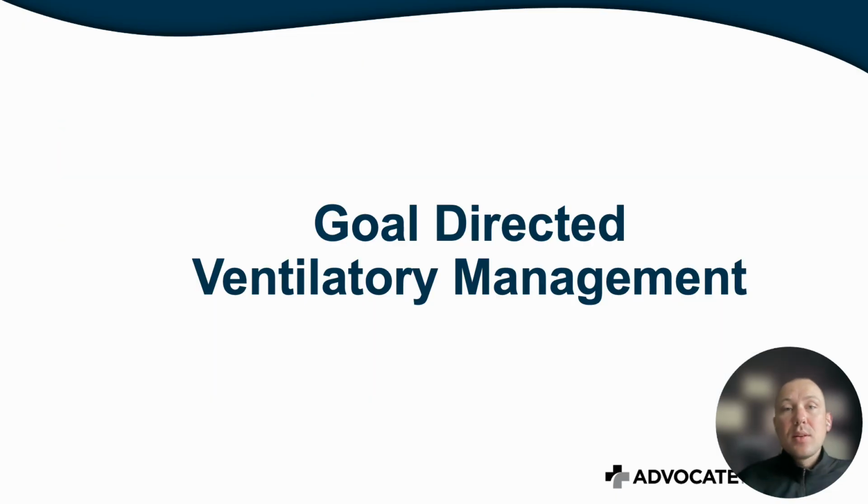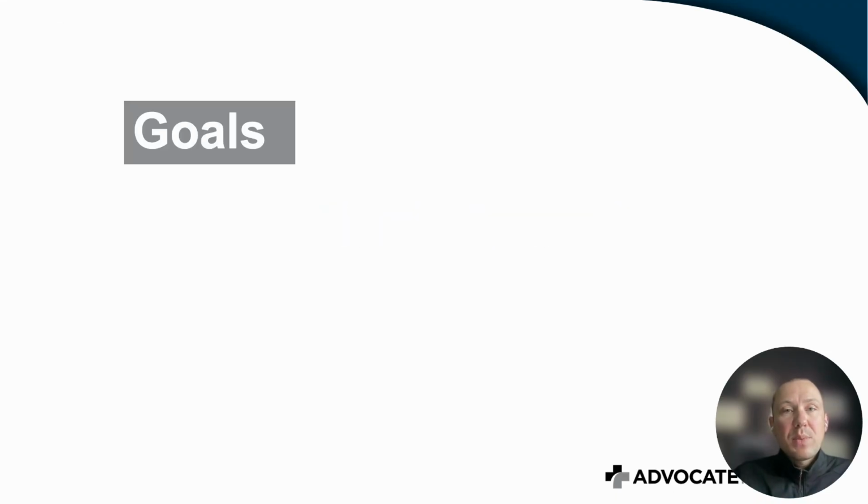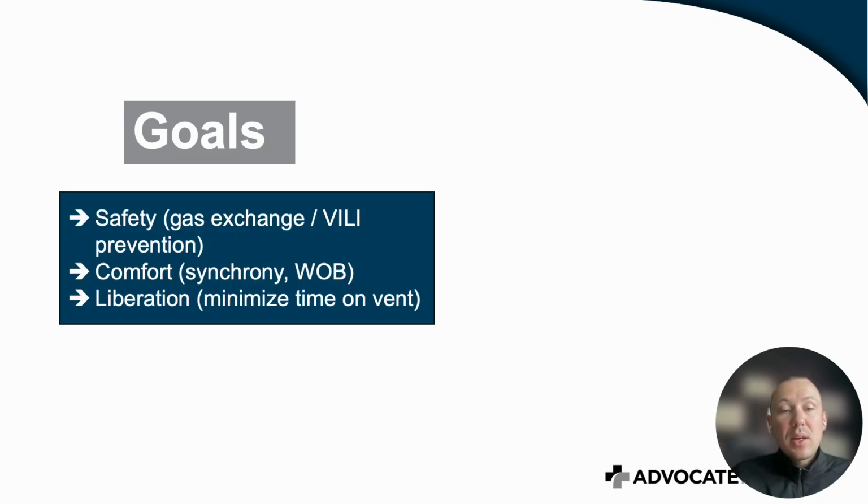So now that we have discussed the language, let's talk a little bit about goal-directed ventilatory management and the goals that we can set while caring for the patient. The first step in caring for any patient who is about to go on mechanical ventilation, or is already on mechanical ventilation, is to set up a goal. And there are 3 options here. The goals are safety, comfort, or liberation.